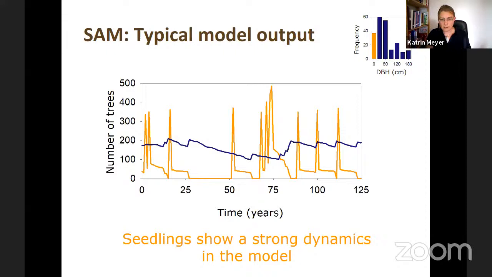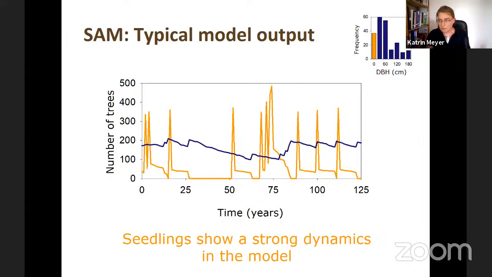And the orange line, that's the seedlings, and you see all these peaks there, strong oscillations. So they show very strong dynamics in the model. So something is happening here. And then the model was analyzed a bit deeper. Different input factors and also processes were compared with each other.